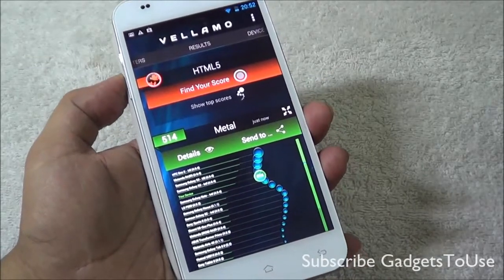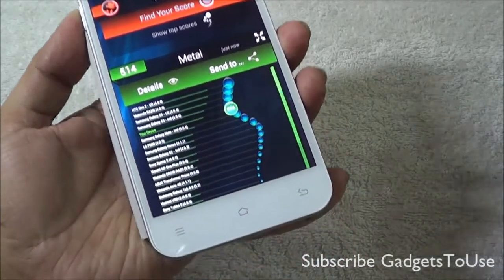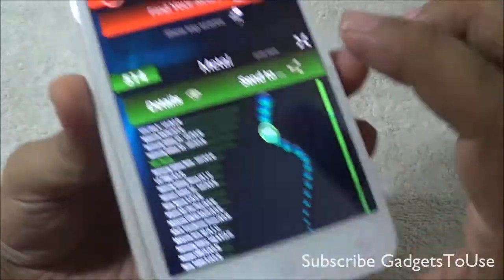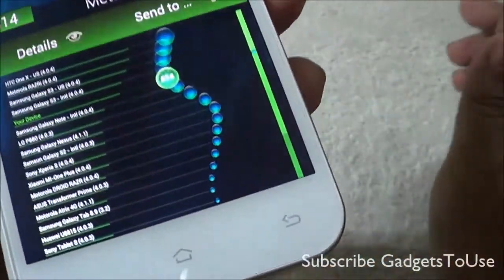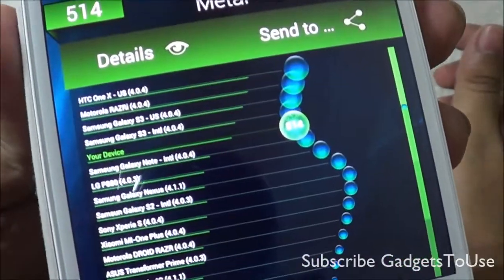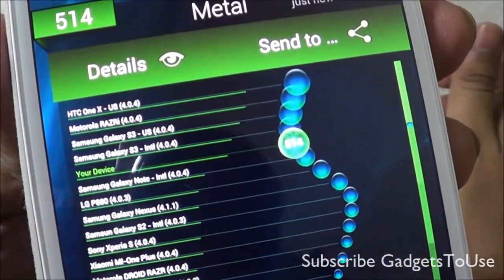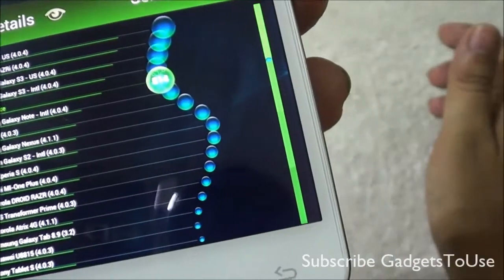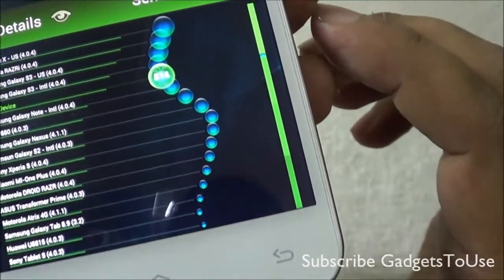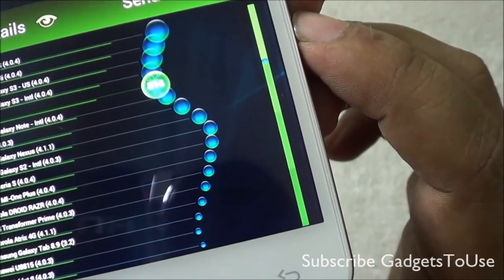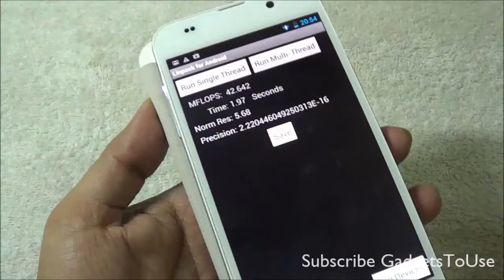Now here we have the scores for the Vellamo benchmark utility, and we have run the Metal test. As far as the score is concerned, it is 514, and if we compare this particular device with the other devices, this is how the device ranks. It is above the Samsung Galaxy Note and below the Samsung Galaxy S3, which is the international version.